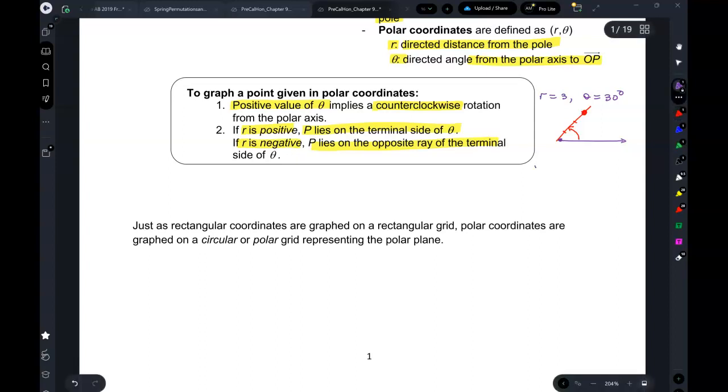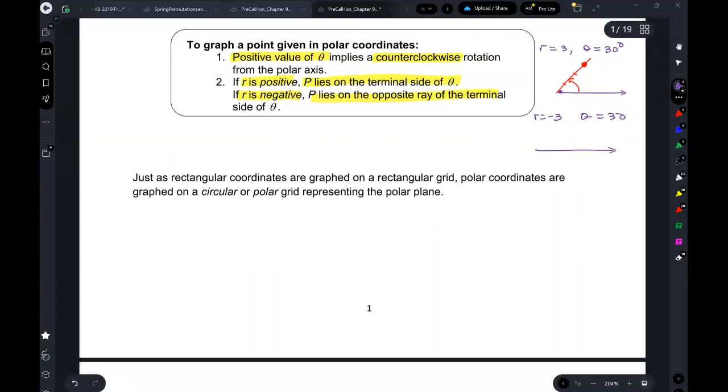Now, suppose your radius is -3 and you're at 30 degrees. Again, from the polar axis, you rotate 30 degrees. But now, if the radius is -3, on this ray, you go in the opposite direction 3. So 1, 2, 3, and it'll be here, the point. So you go in the opposite direction.